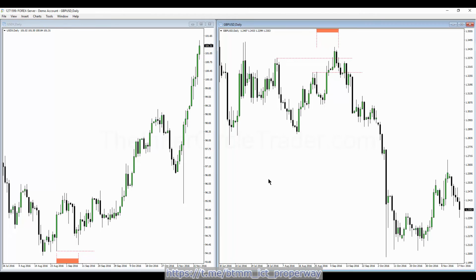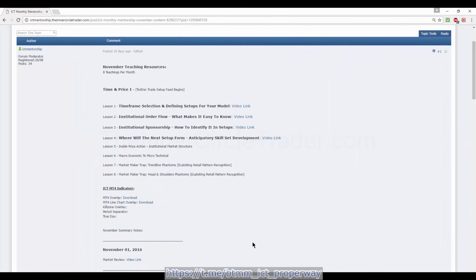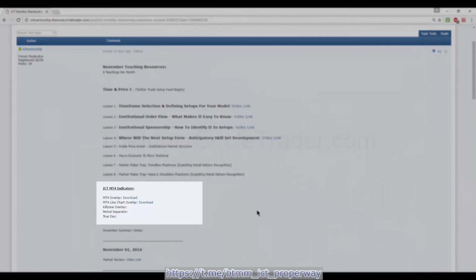So when we look at price like this, we can see it graphically using the price chart, but I also use a tool as an overlay for the MT4 platform, and I'm going to show that to you now. Okay, here we are over at the ICT Monthly Mentorship forum, and we're in the November content thread, or category as the forum calls it.